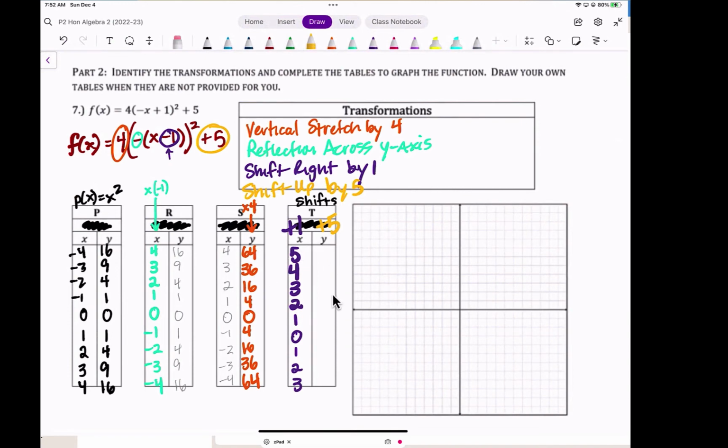And then to fill in this last column, I'm going to take my orange values, my most recent y's, and add 5 to them. 64 plus 5 becomes 69. 36 plus 5 becomes 41. 16 plus 5 is 21. And you can continue the column all the way down.